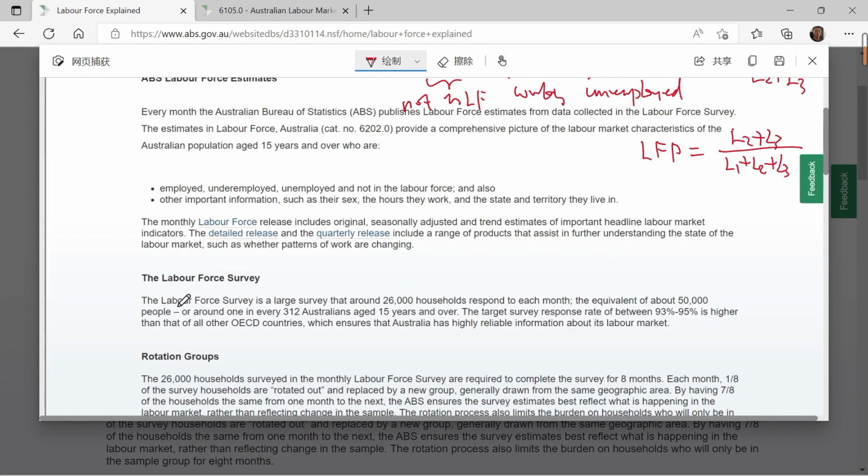The labor force survey is a large survey that around 26,000 households respond to each month, or around 1 in every 312 Australians aged 15 years and over. From these surveys, the ABS derives the size of the labor force and how many people are unemployed.